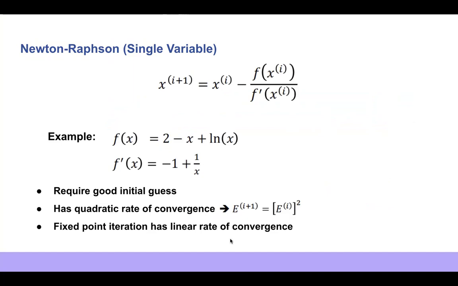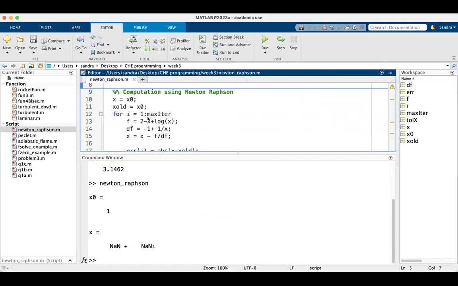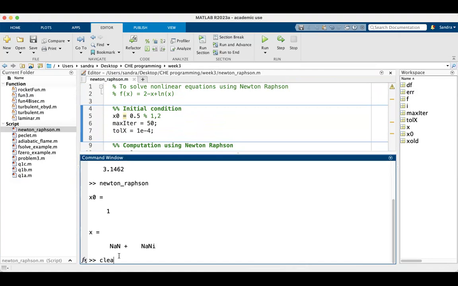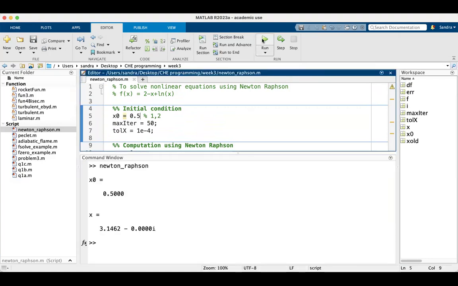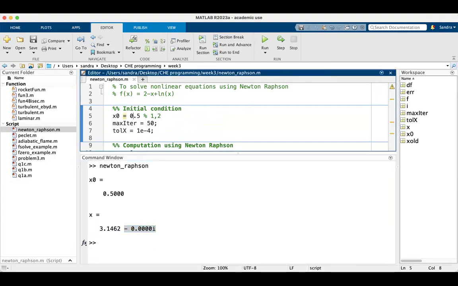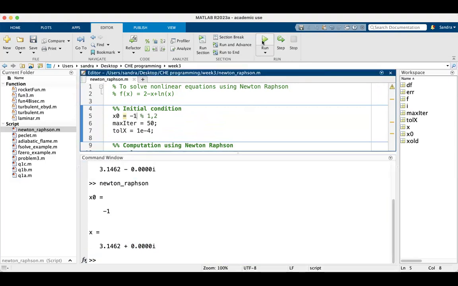So let me give a different initial guess that makes some physical sense. Let me give 0.5. Again, run this. Clear, CLC. Running. Again, I'm getting 3.1462, and there's an imaginary part, which is almost 0. So let me give something like minus 1 and see what will happen then. Again, I'm getting this value.